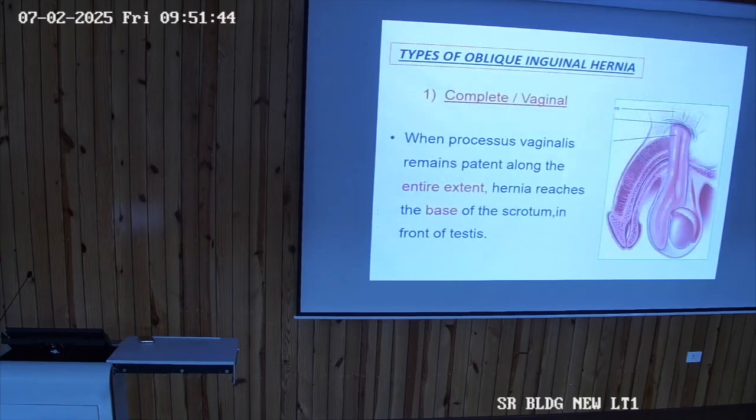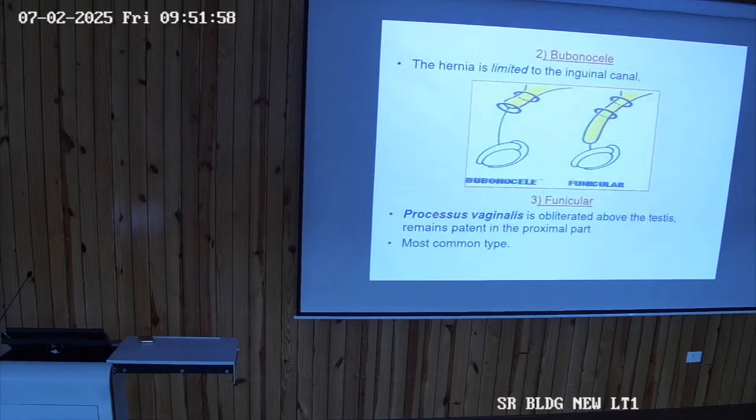The oblique inguinal hernia can be complete when the contents reach the base of the scrotum. Then it is known as the complete or vaginal hernia. Then if the hernia is limited to the inguinal canal itself, not passing through the superficial ring, then it is known as bubonocele. These are clinical terms. These are the applied aspects. If the processus vaginalis is obliterated above the testis, but it remains patent in the proximal part, then the hernia is known as funicular. What is the difference between bubonocele and funicular hernia?